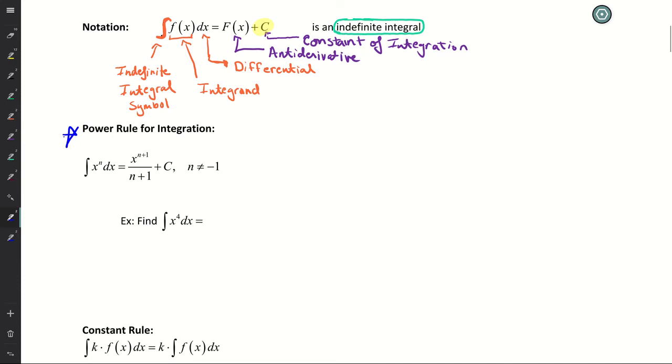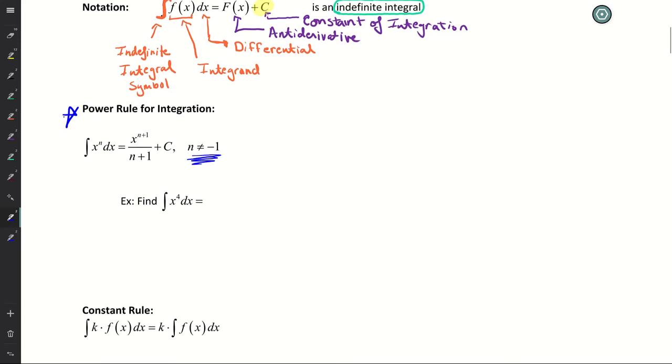But the only thing about this is it's not good for powers that are negative 1. If we assumed that our power could be negative 1, do you see that if you plugged n equals negative 1 in on the denominator, then you'd have negative 1 plus 1, which would end up being 0. You'd be dividing by 0 if you're using this rule. So it's important to remember here that the power rule for integration does not apply if n is equal to negative 1. So what I've done for each rule is I've done a very simple example of each so you can get an idea of how they work.